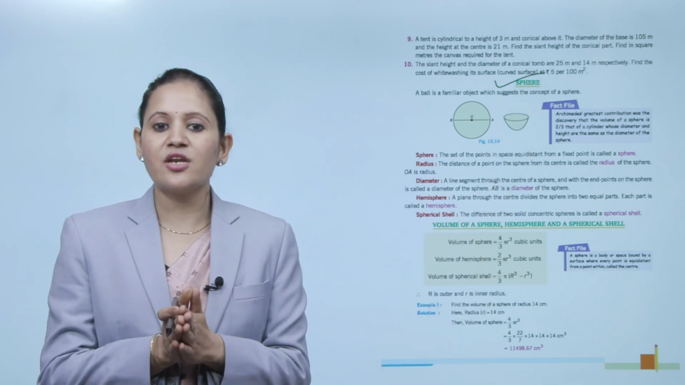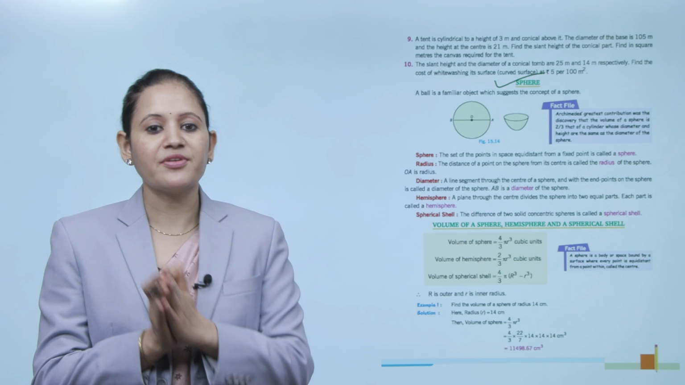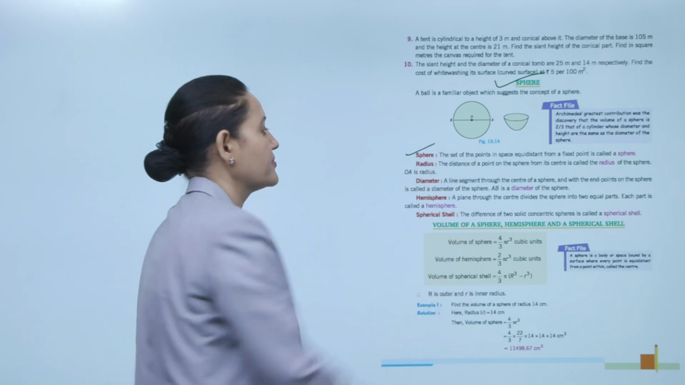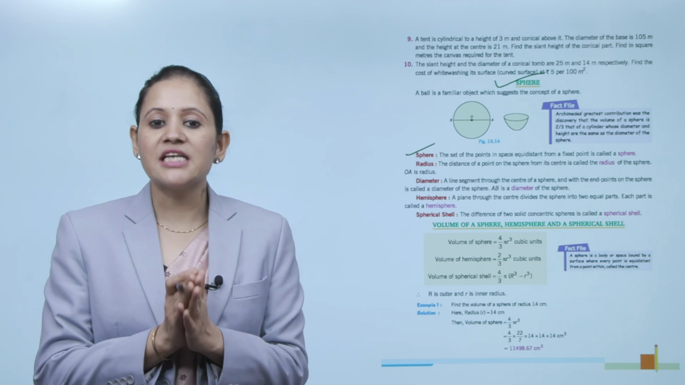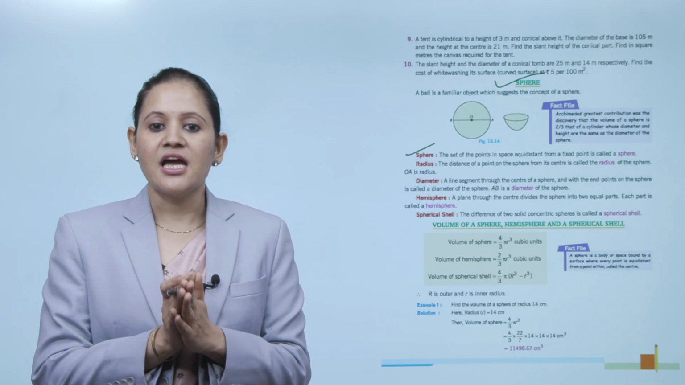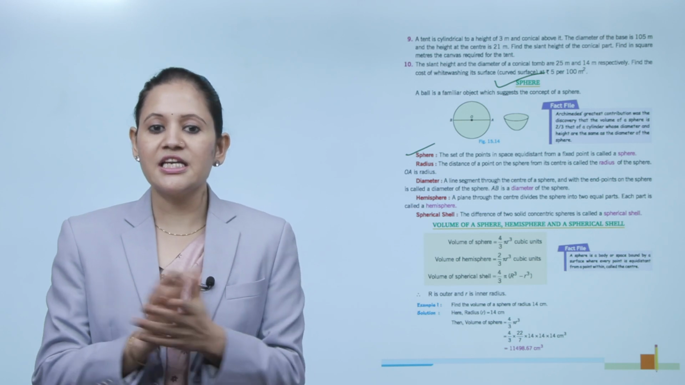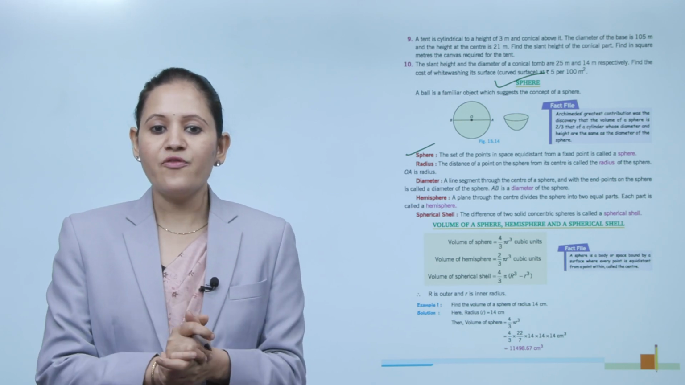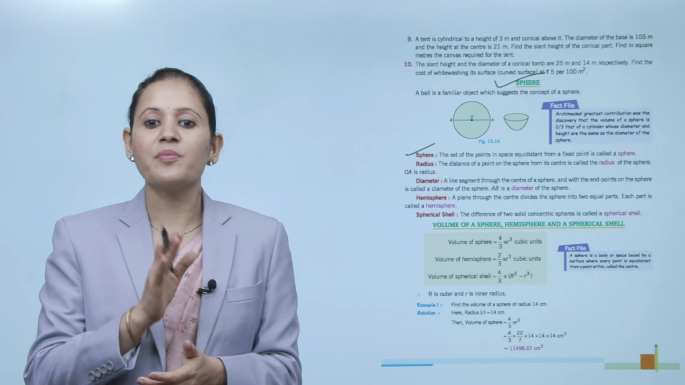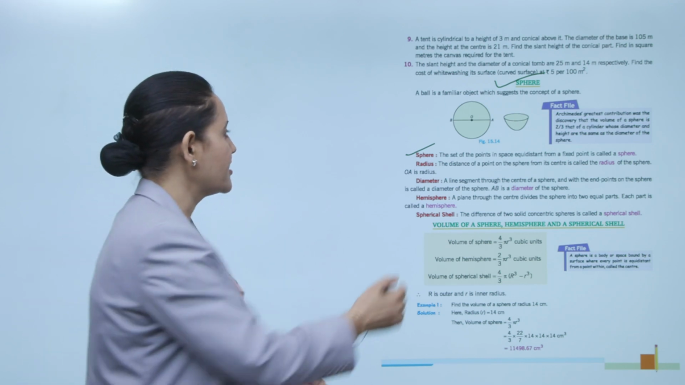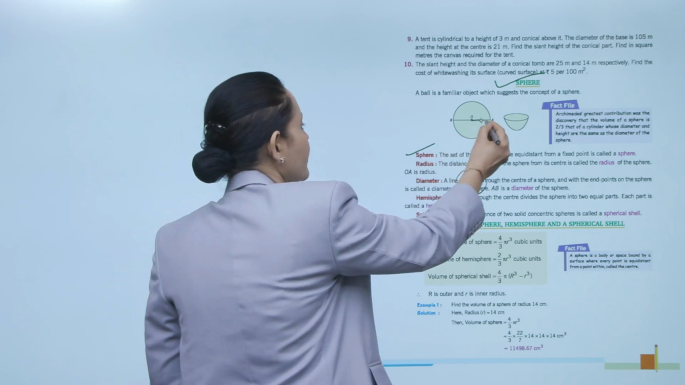A ball is a familiar object which suggests the concept of the sphere. Sphere: the set of points in space equidistant from a fixed point is called the sphere. Radius: the distance of a point on the sphere from its center is called the radius of the sphere. OA is the radius.